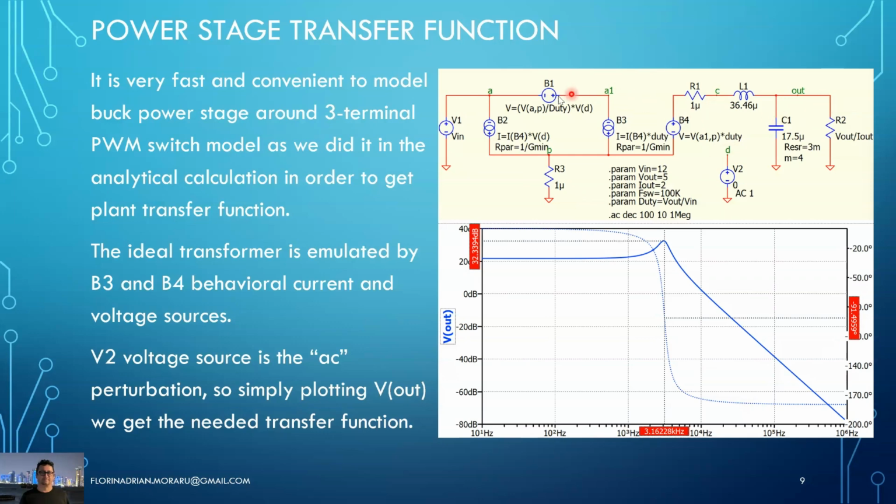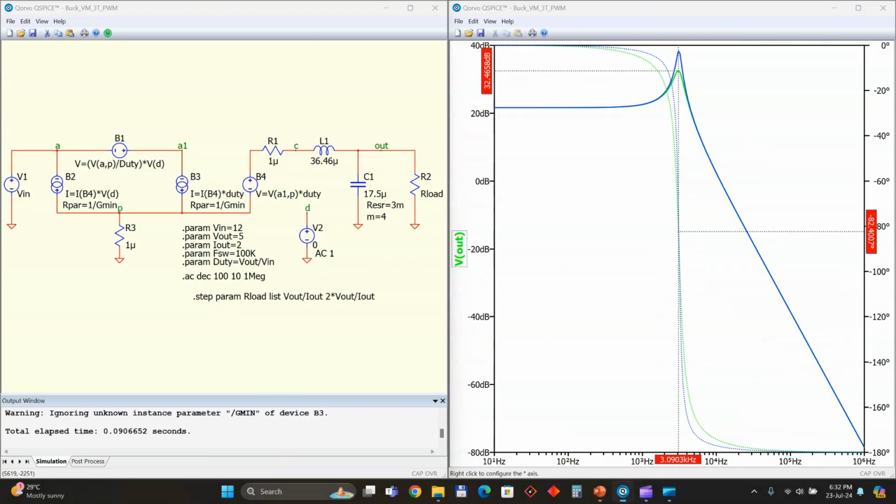So by simply replacing in our buck model the switching network with those dependent voltage and current sources, we are able to run an AC analysis and get very quickly the transfer function of the power stage. Of course, assuming that we are normalized with a ramp. So here it is, the simulation. I can still run it again. So you can see that it's very fast.